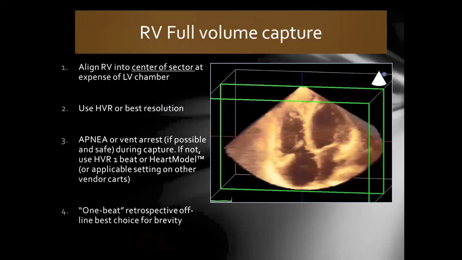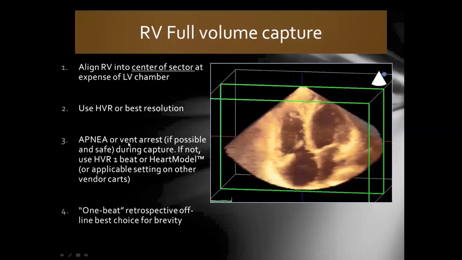Full volume capture, same thing. This is a good example where I've slid over and probably maybe gone up a rib or so to get the entire apex, or wraparound apex here, of the RV centered in the volume data set. I'm probably going to use a 1-beat HVR if I have enough visualization to do that.